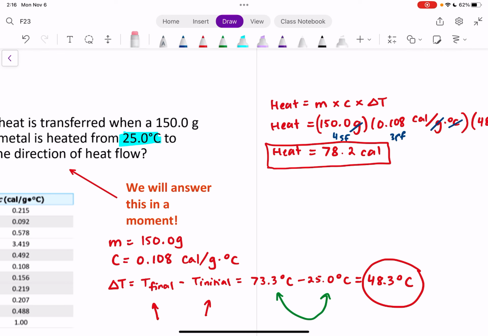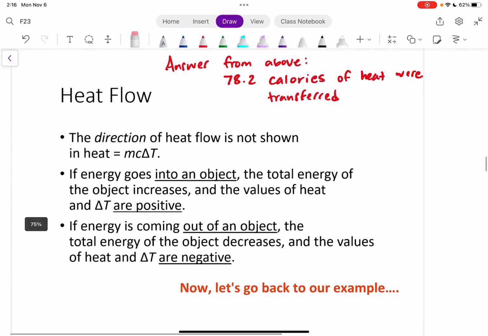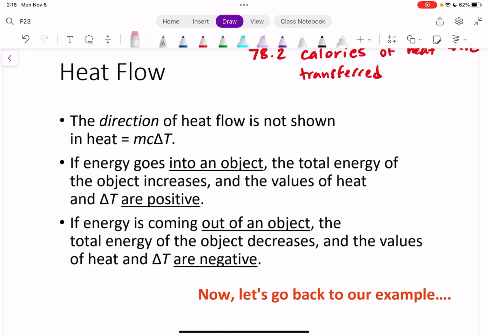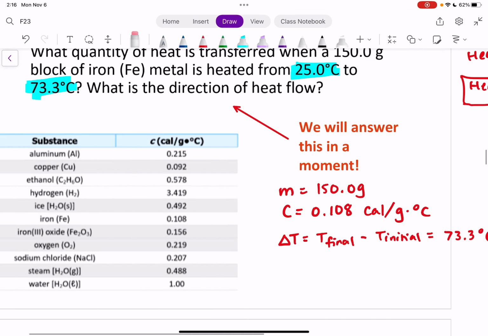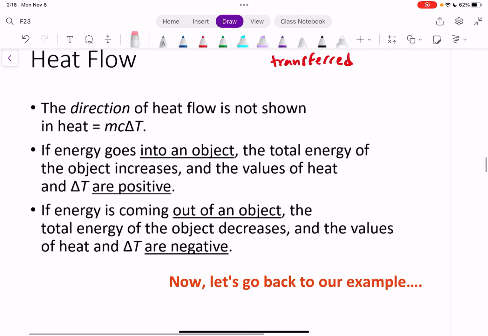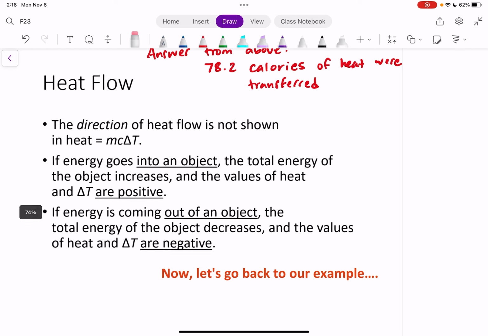So that's what this is saying down below. When you're thinking of heat flow, if your delta T is positive, if we don't have a negative sign here, then your overall heat flow is going to be positive as well. Our mass is always going to be a positive number. We're never going to have a negative mass. Our C is always going to be positive as well. And then our delta T is going to determine whether our heat is going into the system or out of the system.